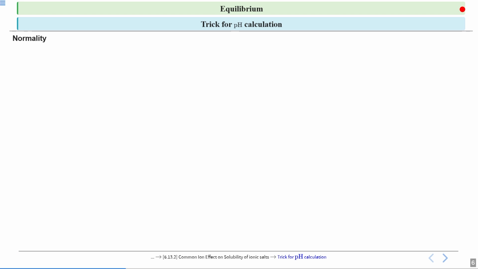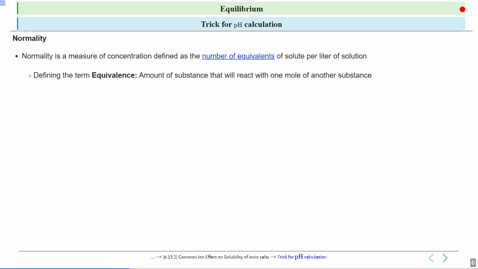Now we will see the trick for pH calculation. To understand this trick, first you have to be aware of normality. It is very simple to understand normality. In that understanding, we need to understand first of all equivalence, which is basically the amount of substance that reacts with 1 mole of another substance.